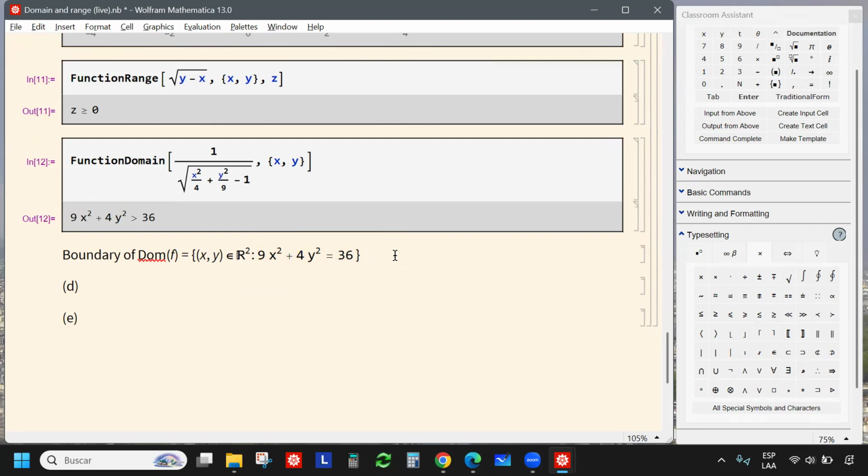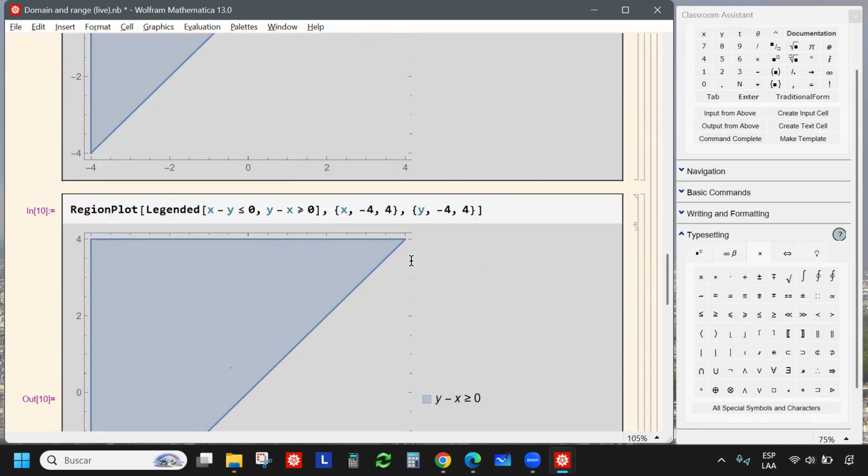To clarify that this curve is not part of the domain, once we have the drawing or the visualization of the domain, we should have it drawn with dashed lines. Yes, in calculus, when the boundary is not included in the domain, you draw it with a dashed line. And for this, we have an option in Mathematica that is boundary style. So let's first copy region plot from here.